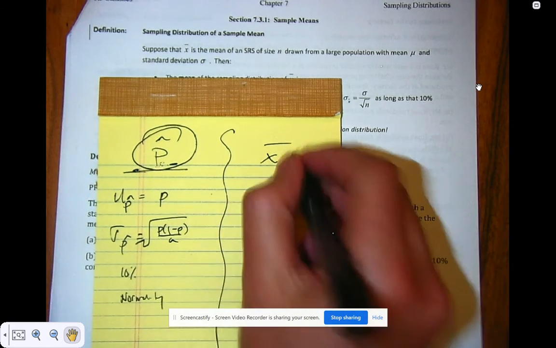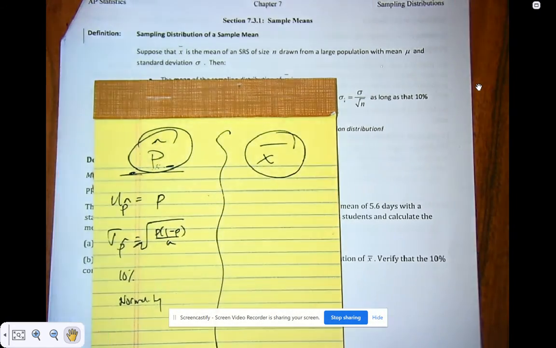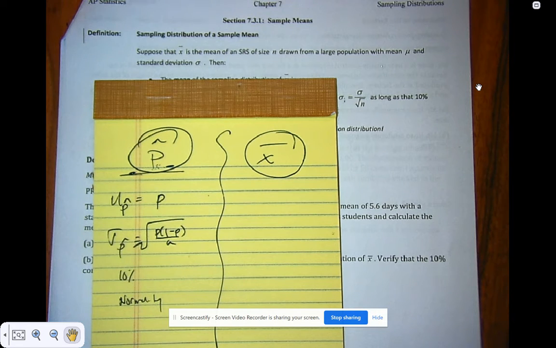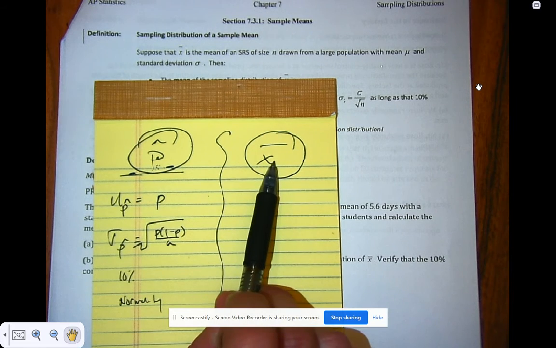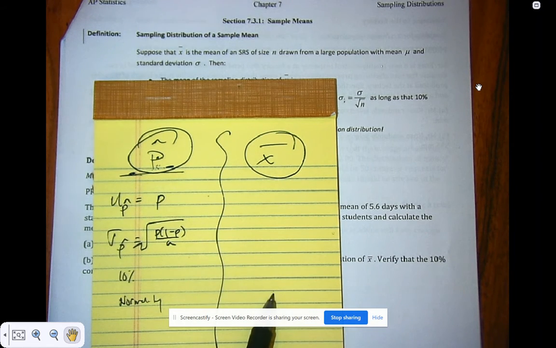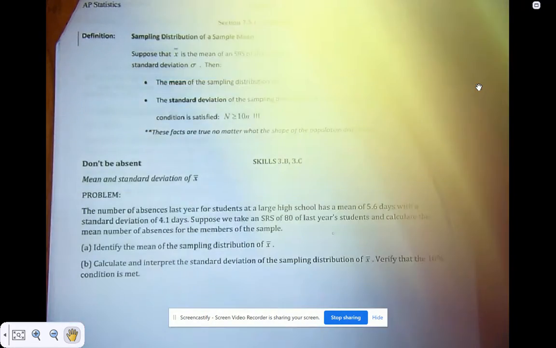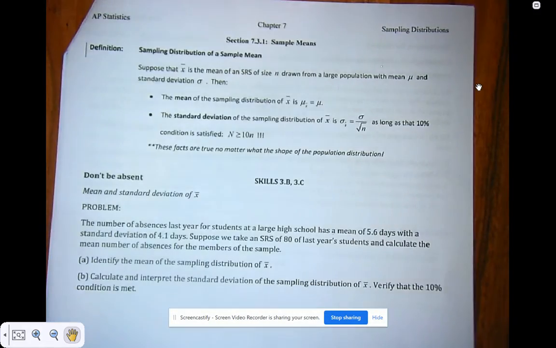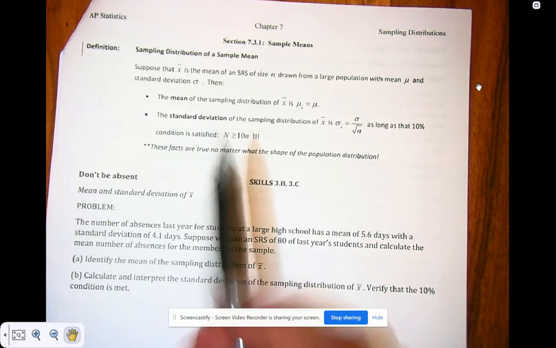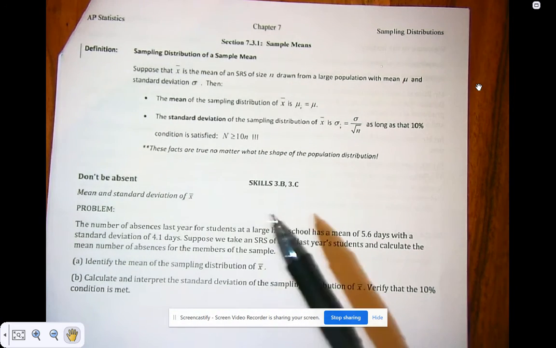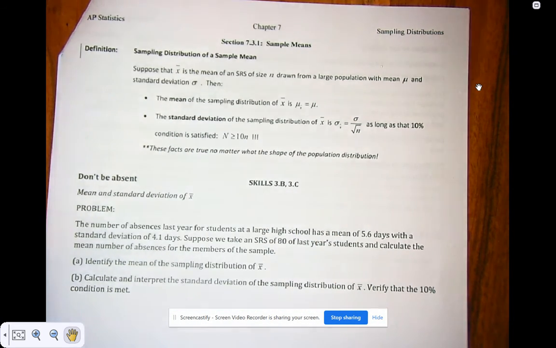This really comes down to what type of data you are collecting. Are you collecting a proportion, and then all of these things apply? Or are you collecting information about averages or means? Everything's the same. Well, not everything, but it's very similar. We're going to get a mean, we're going to get a standard deviation, and then we're going to be able to check normality so that we can calculate probabilities of events happening.